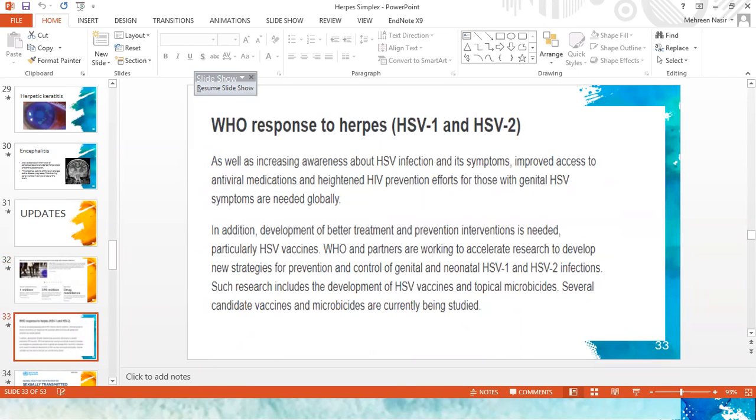Now, WHO responds to herpes: increasing awareness about herpes simplex virus infection and its symptoms, improved access to antiviral medications, and heightened HIV prevention efforts for those who have genital herpes infection symptoms are needed globally. In addition, better development of treatment and prevention is needed, particularly herpes simplex virus vaccines. WHO and its partners are working to accelerate research to develop new strategies for prevention and control of genital and neonatal herpes infections.